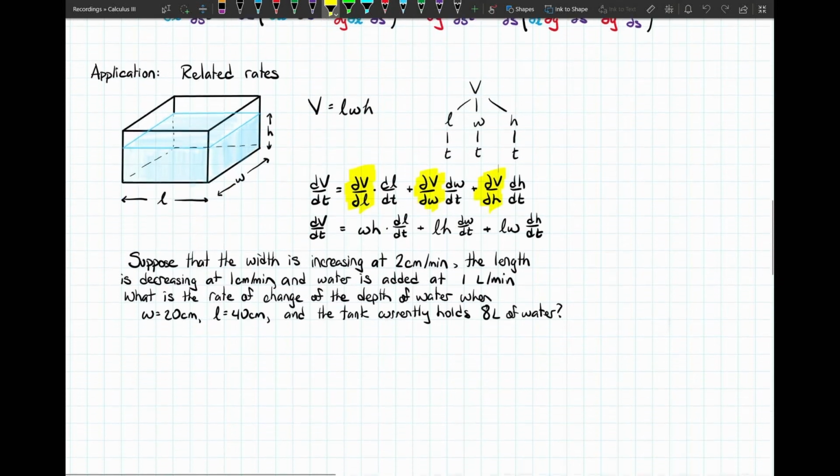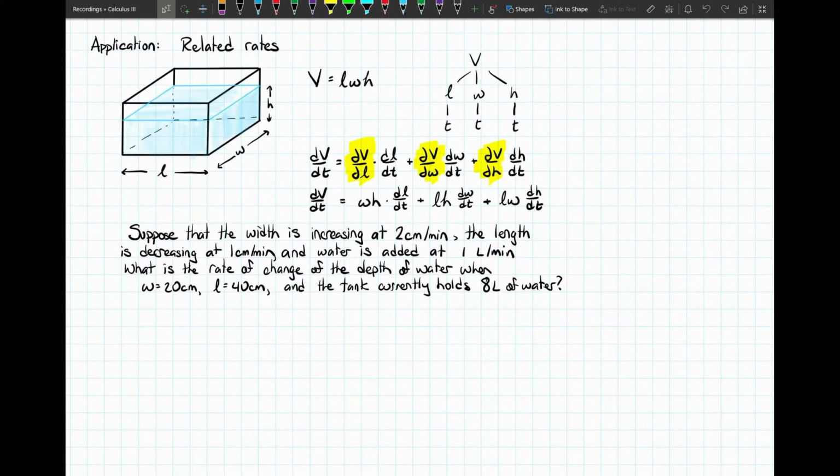Let's suppose that we have the width increasing at 2 centimeters per minute, and the length is decreasing at 1 centimeter per minute, but we're pouring water in at the same time with a rate of 1 liter per minute. If that's the case, it's maybe a little difficult to figure out whether the height of water is going to be increasing or decreasing. Let's assume that currently the width is 20 centimeters, length is 40 centimeters, and there's currently 8 liters of water in the tank.